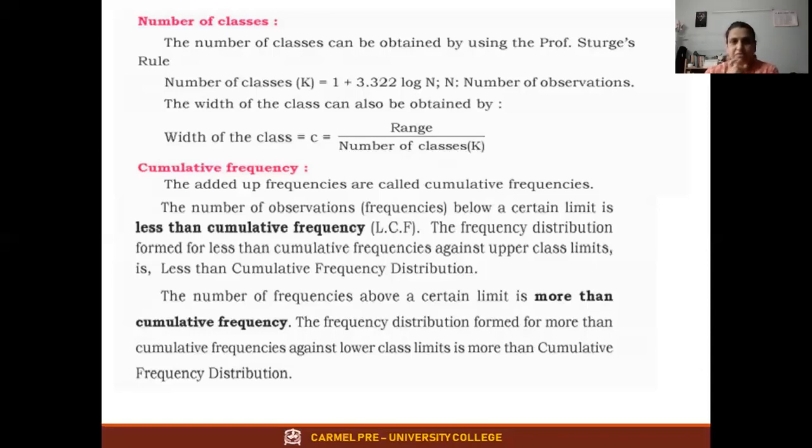When I say MCF, you know what it is. MCF and lower class limits.